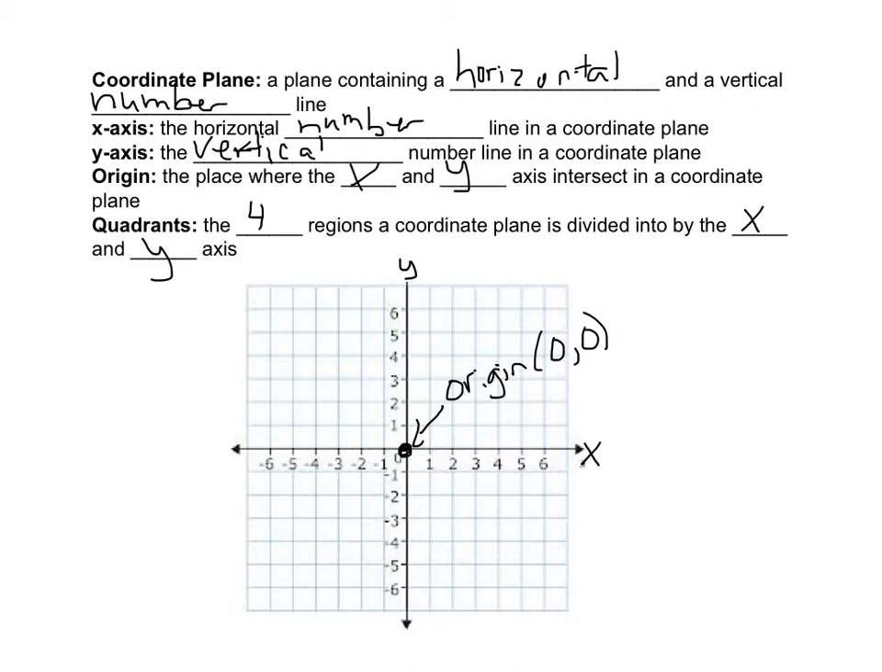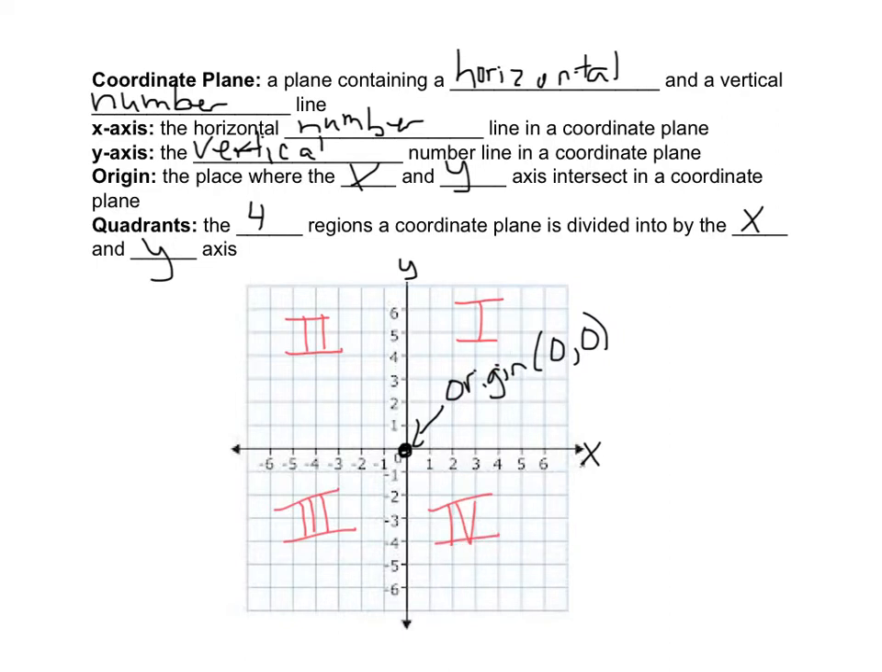And then there are four quadrants. We always start in the upper right hand quadrant and we label them with Roman numerals. So this one is quadrant 1. We actually work counterclockwise. This one's quadrant 2, quadrant 3, and quadrant 4.